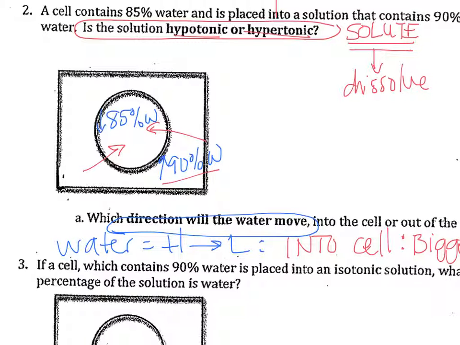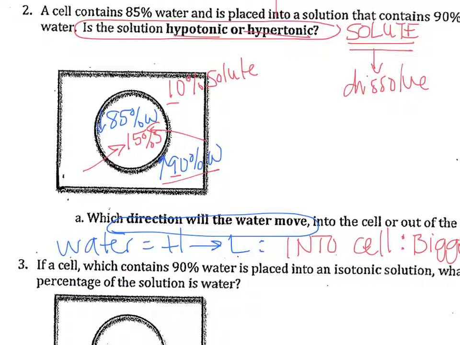So if water is high outside the cell, I can also figure out the percentage. So if water is 90% outside the cell, well, it's a percent. So that means that my solute is actually 10% because 10 plus 90 equals 100%. Those are always going to equal 100. All right, so then I look inside my cell and it's 85% water. I'm looking for 100 total. So that means my concentration of solute is 15%.